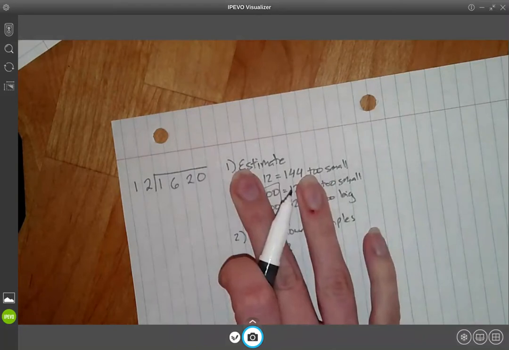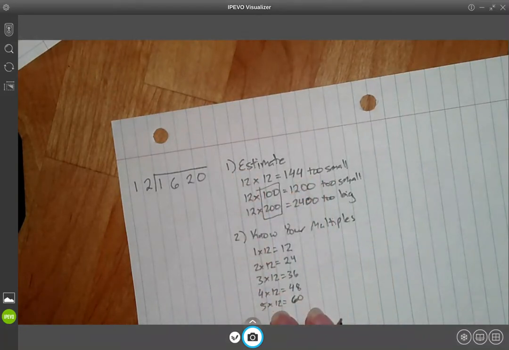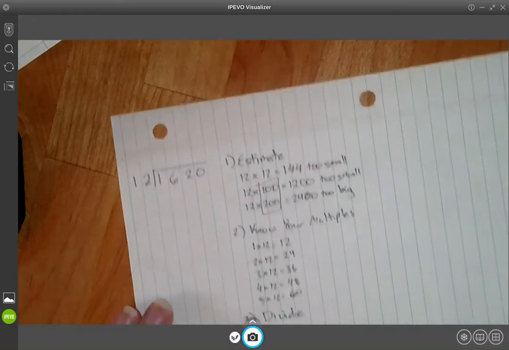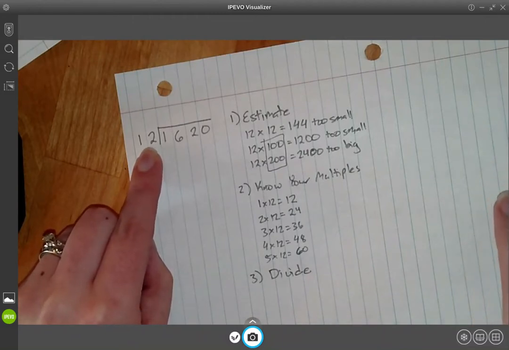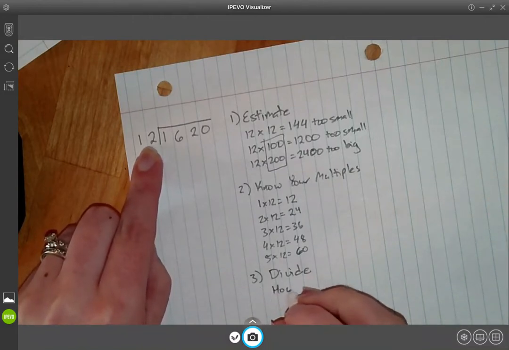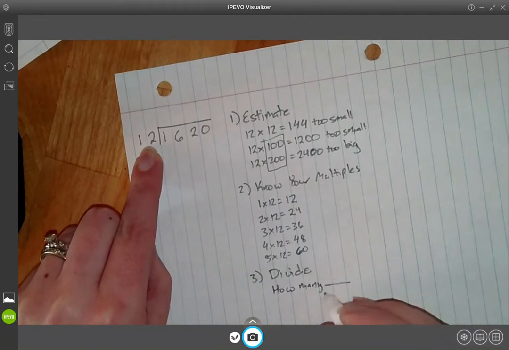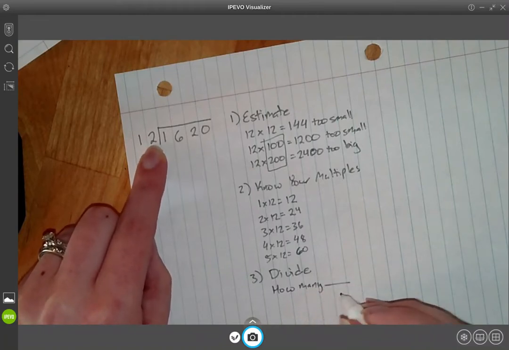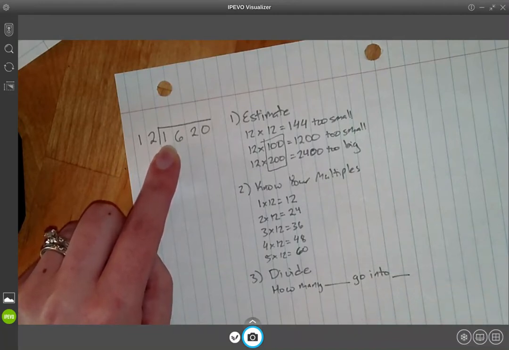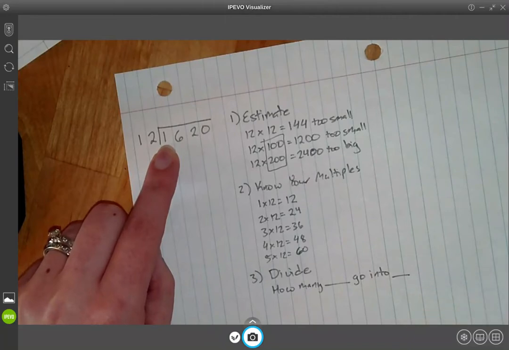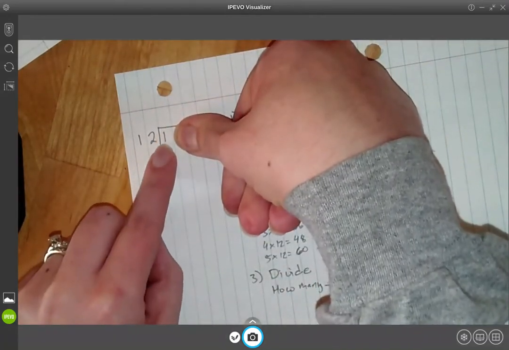All right, now that we have estimated and we know what our multiples are, let's start dividing. Okay, so step 3, we're going to actually divide. All right, so I'm looking at my divisor, and I have to ask myself, how many 12s go into, or divide evenly into, and then start with the first place value. So I'm going to start here. How many 12s fit into 1?